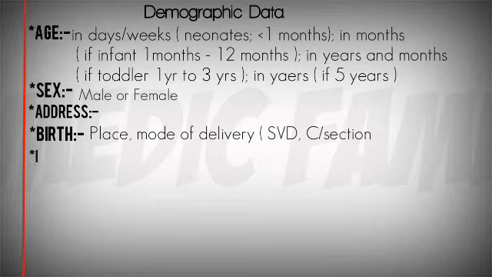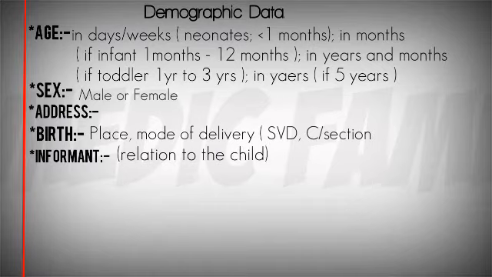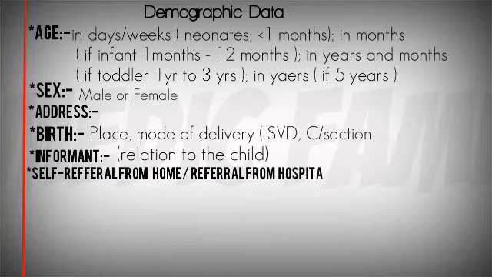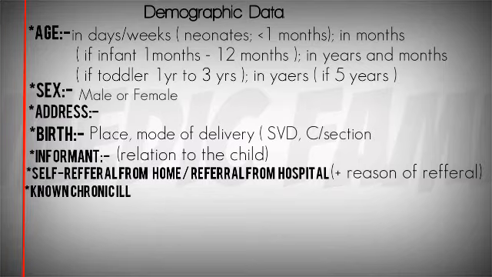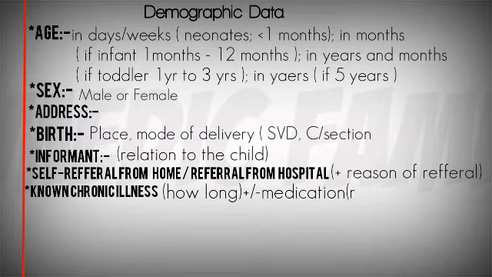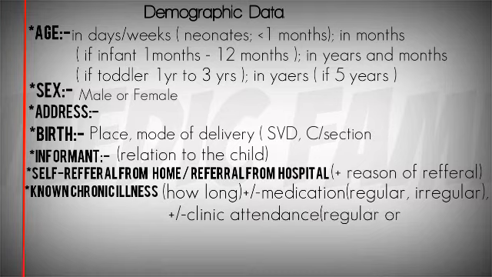The fifth is informant and relation of the informant to the child, and also we should ask if the patient was self-referred from home or referred from the hospital, and the reason for the referral. We should also know the chronic illness, if there, and for how long, the medication used, if used regularly or irregularly, and also the clinic attendance, if regular or irregular.